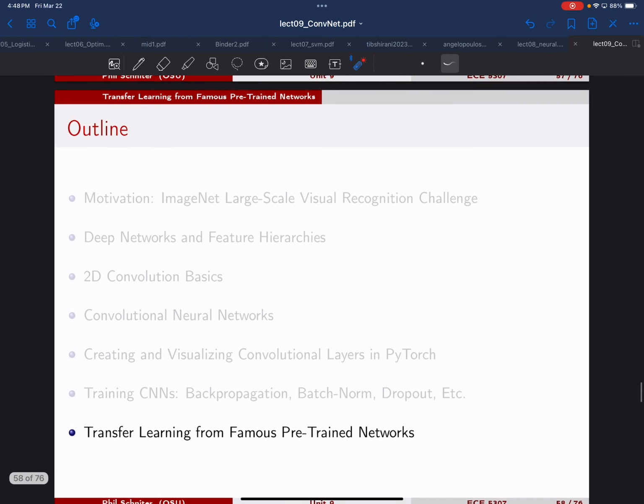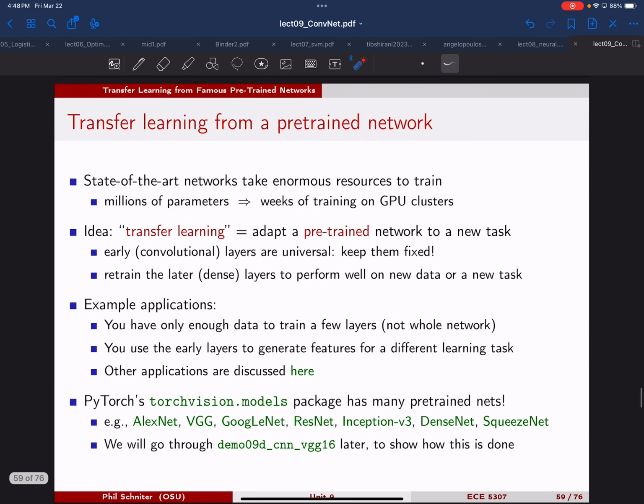All right, so moving on to the next topic, which is transfer learning. The idea behind transfer learning is that these networks, for example AlexNet, which we've talked about, you wouldn't be able to train on your own laptop. It would take too long. Generally speaking, these things have many millions of parameters and take weeks on clusters of GPUs to train. So this is not something you want to try to do at home.